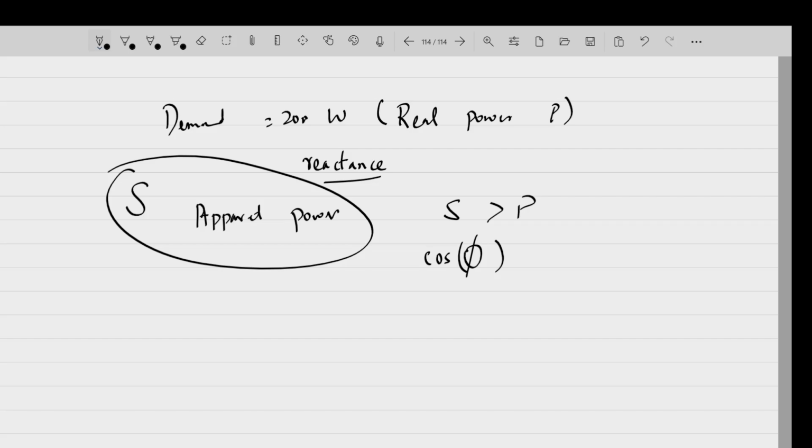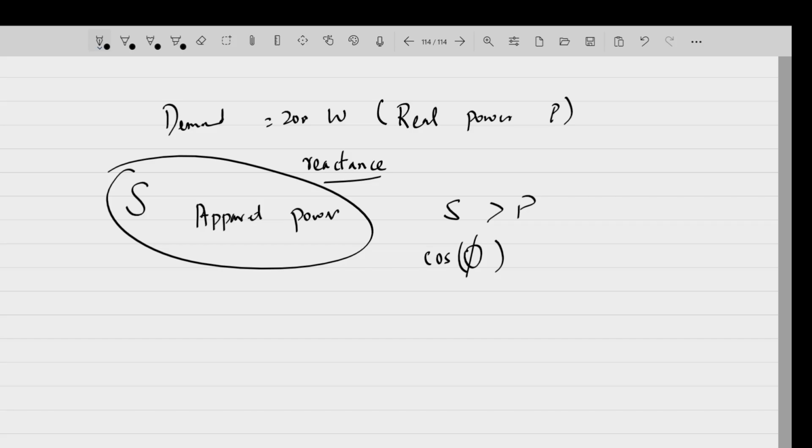ठीक है, so that's why they actually install power factor meters so that you are able to lower your reactive power demands, or you can say reactance in the system, so that your power factor moves towards unity. And because of that, the company has to provide only for your real power demands. If you are demanding 200 watts, they will give you only 200 watts.